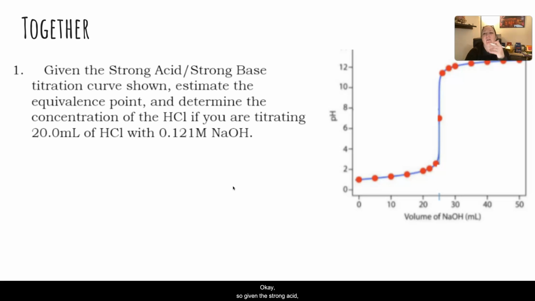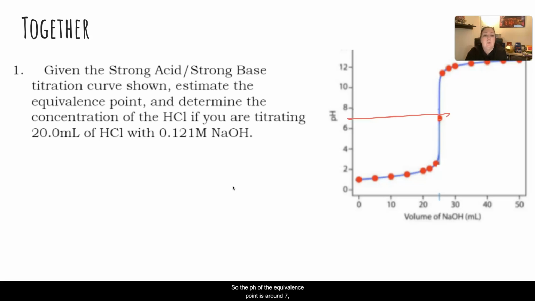Okay, so given the strong acid, strong base titration curve shown to the right, estimate the equivalence point and determine the concentration of the HCl if you are titrating 20 mL of HCl with 0.121 molar NaOH. Okay, let's figure out the equivalence point, which they got the little dot right there to help us. So the equivalence point is right there.